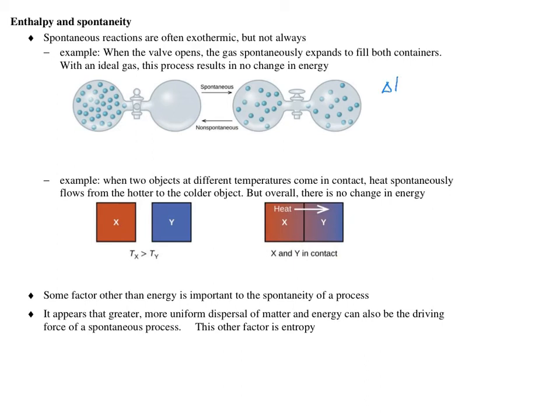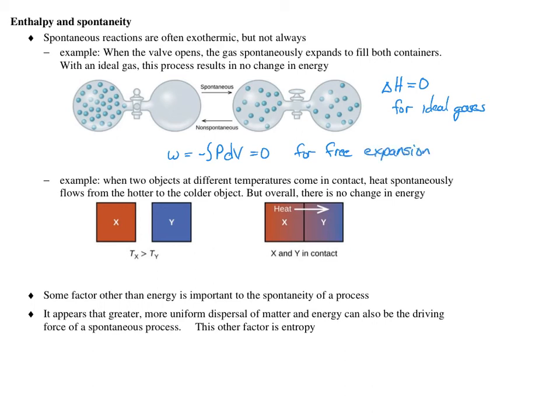Now the delta H for this process is equal to 0 if we're considering the gases to be ideal. We know that work is going to be equal to the negative integral of P dV, and that is going to be equal to 0 for a free expansion.